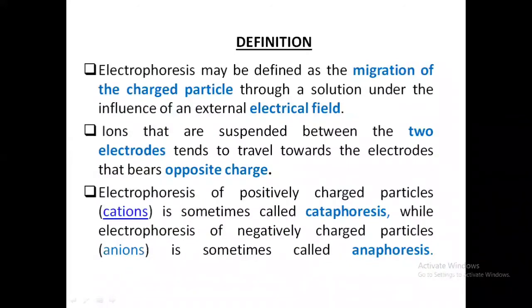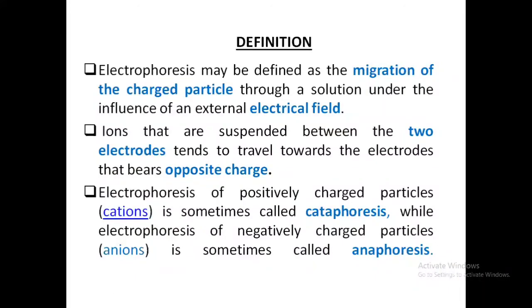So like this, we are going to achieve the effective separation in electrophoresis. Now, if you are performing electrophoresis only for positively charged particles, it is called cataphoresis, because positively charged ions we call cations. So if you are performing electrophoresis for cations or positively charged particles, it is called cataphoresis. Similarly, if you are performing electrophoresis for negatively charged particles, I mean anions, it is called anaphoresis.